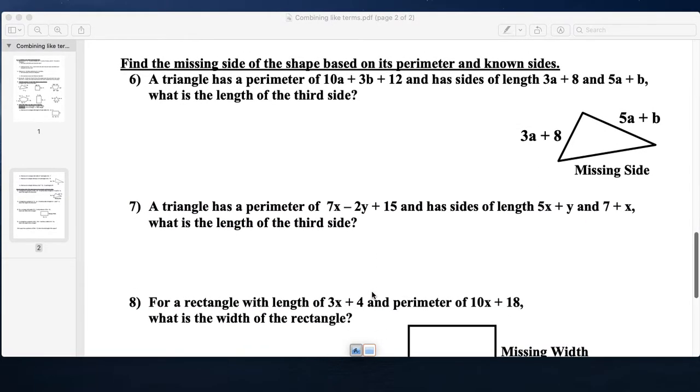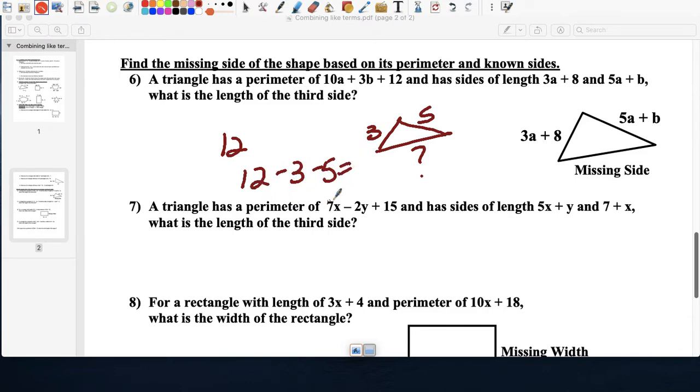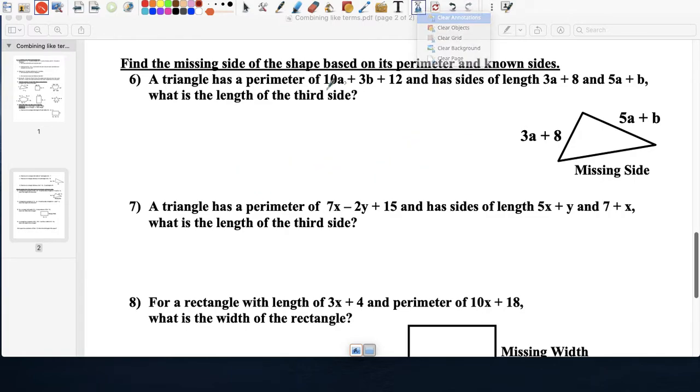Find the missing side. The triangle has a perimeter, and has two known sides. We want to find the missing side. Imagine you had a triangle and I told you the perimeter is 12, and this side is 3, and this is 5. Can you find the missing number? Well, that would be easy. You do 12 minus 3 minus 5, and whatever's left over will be the missing side. So the idea is the same.